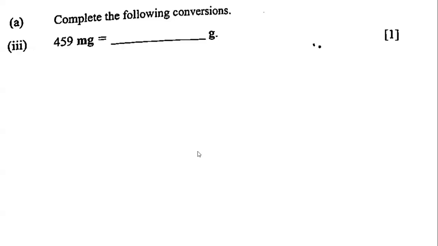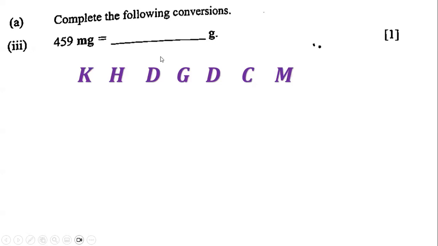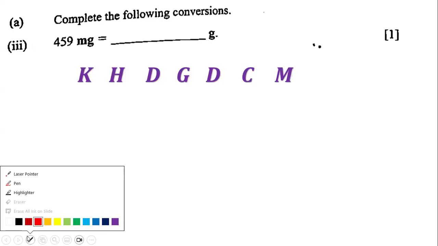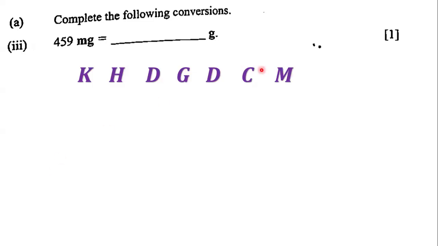Hold on, how y'all getting that? I'm confused. Okay, so basically, very good question, Ronald. We are going to use this acronym: Knock Him Down, Grammy, Don't Commit Murder. The idea here is that we're moving from a milligram to grams. So when we say milligrams to grams, think like millimeter to centimeter.